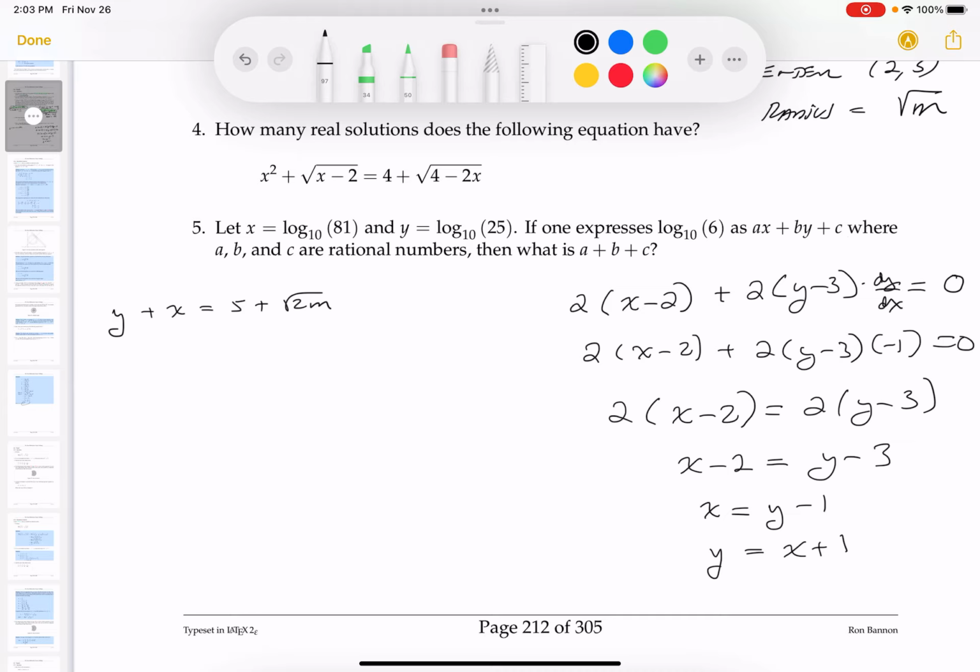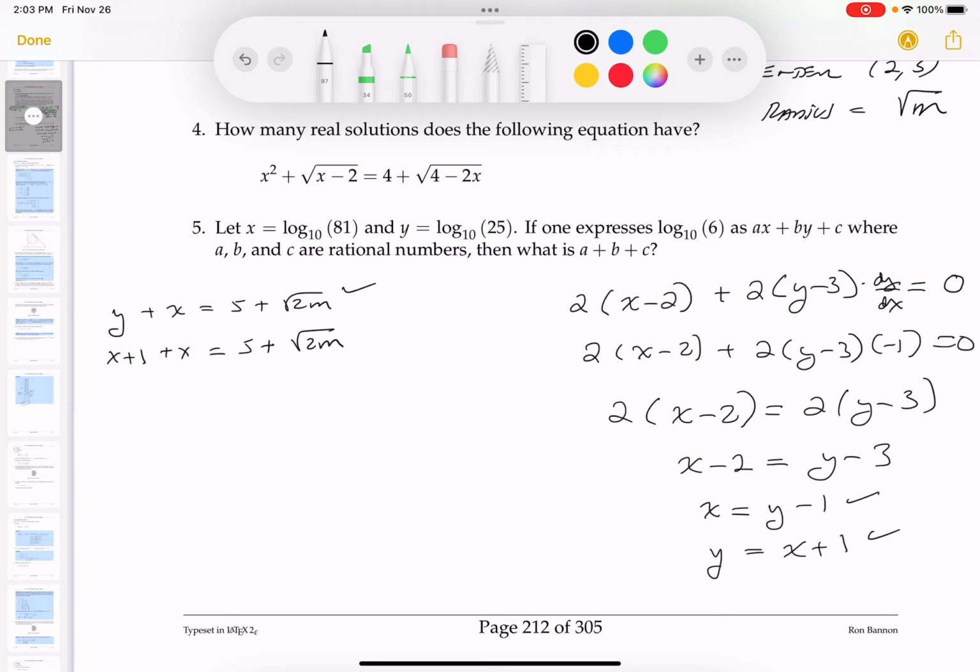Well, you know what? Let this plug in. All right, let's see what happens. So I'm going to plug in y. So it's x plus 1 plus x equals 5 plus root 2m. Again, I'm using this up here.